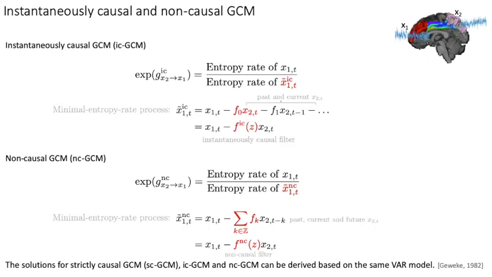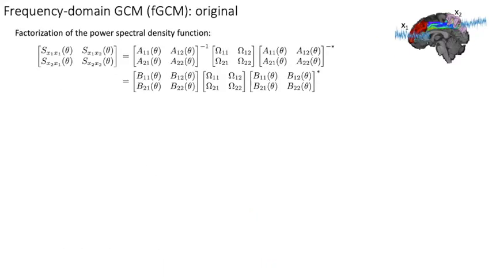Following a similar rationale, we can introduce a non-causal Granger causality measure, by introducing a filter that uses both past and future to minimize the entropy rate. Even though they look complex, they can be computed based on the unique vector autoregressive model for the entire process. So I'm not going to show the expression for how to compute that, but I will give some results, so you can see the instantaneous causal and non-causal measures. Hope that will be useful to understand the difference between them.